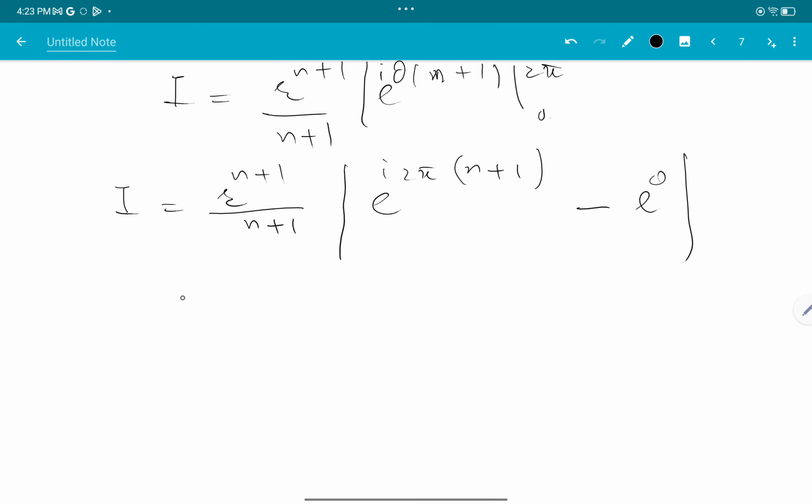Now, if you expand it by using Euler's formula, you have r raised to n plus 1 divided by n plus 1, and then you have cos 2 pi (n plus 1).